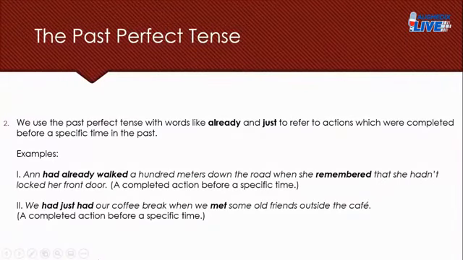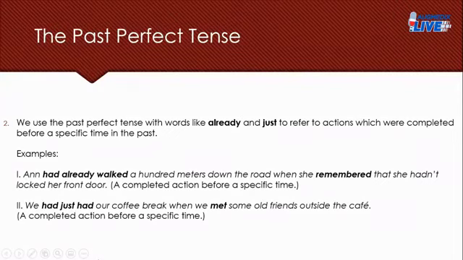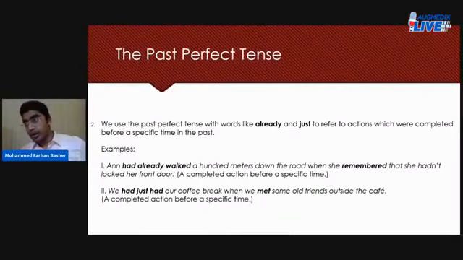Okay, number two, we had just had our coffee break when we met some old friends outside the cafe. Here as well, we had already had our coffee and then we met some old friends at the cafe. With the use of the word just, you want to emphasize the fact that the first action had already taken place, had already been done, and only then we came across something else. Okay? All right, moving on to the next slide.